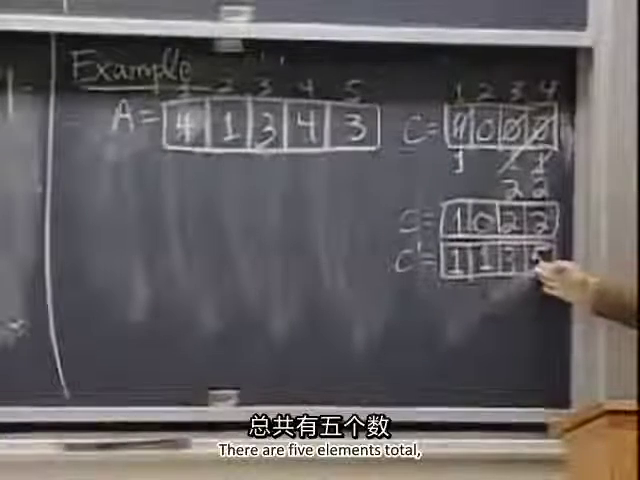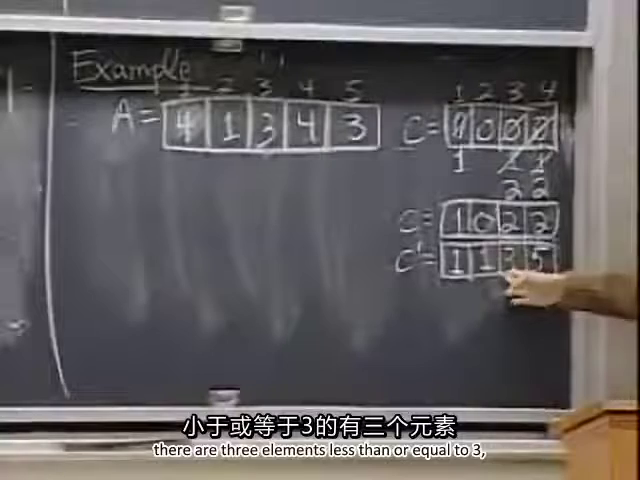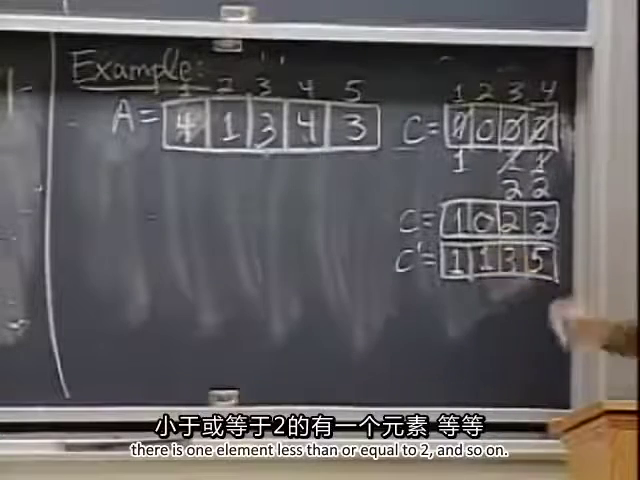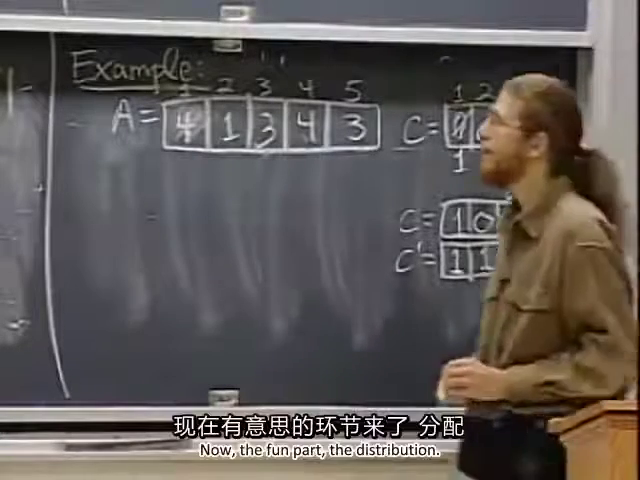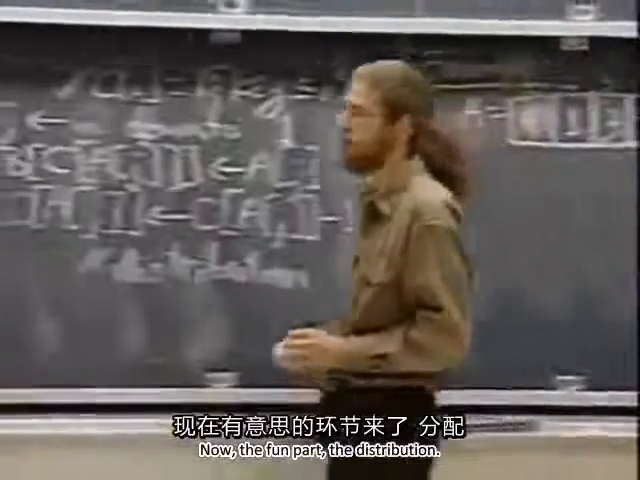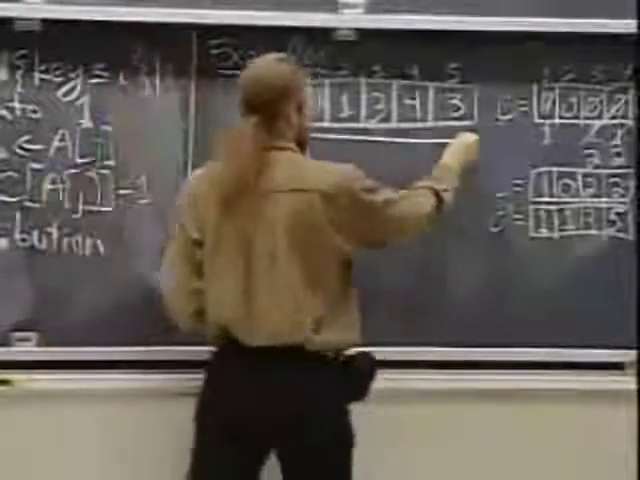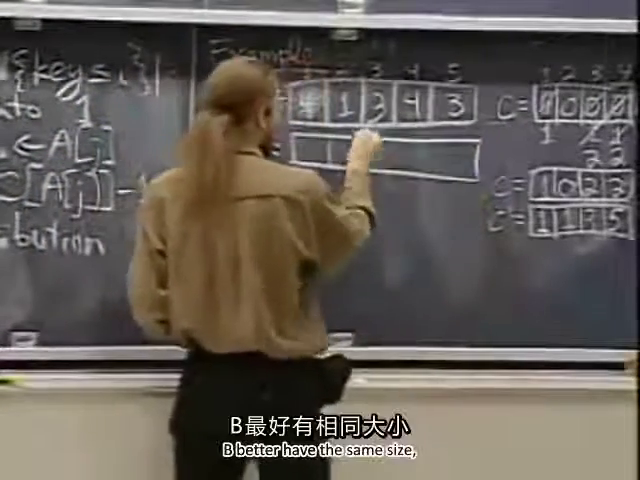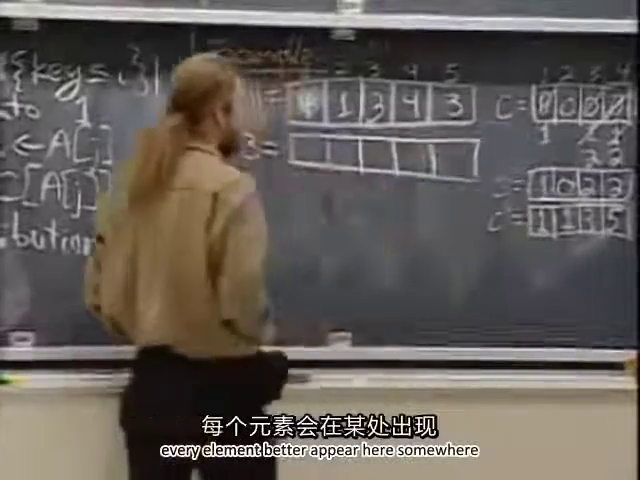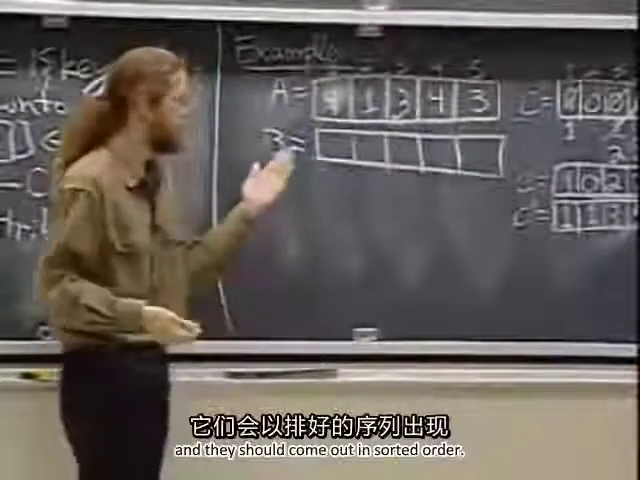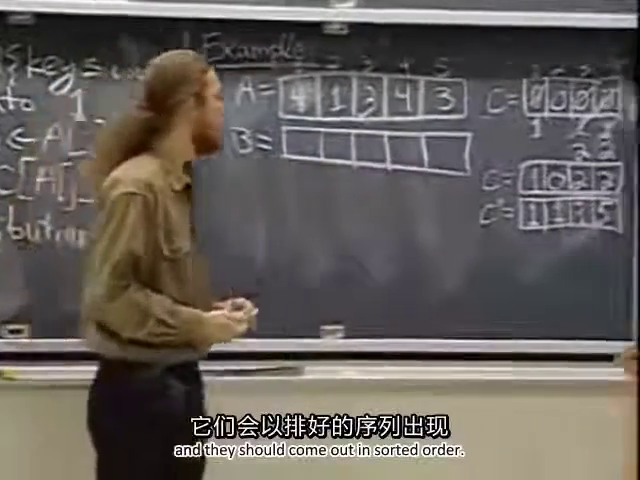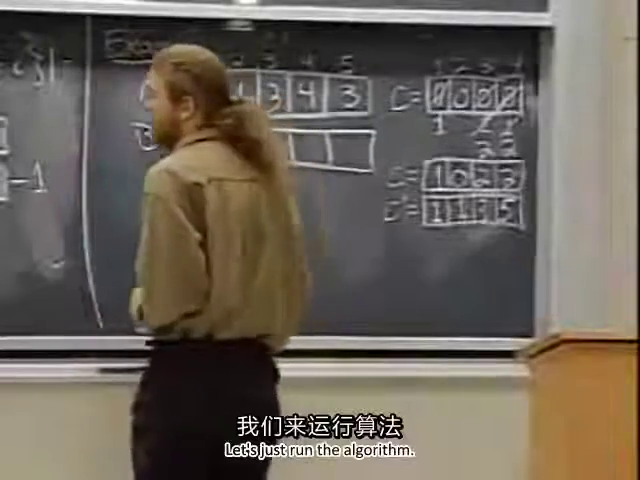There's 5 elements total. There's 3 elements less than or equal to 3. There's 1 element less than or equal to 2, and so on. Okay. Now, the fun part, the distribution. And this is where we get our array B. So B better have the same size. Every element better appear here somewhere, and they should come out in sorted order. So let's just run the algorithm.